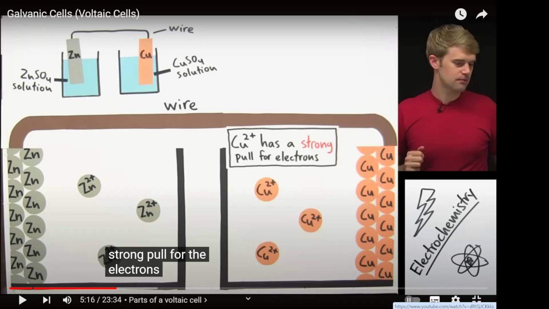If I have a good pull on electrons, I'm good at taking them away. Yes? What did I just do to her? She got oxidized because she lost electrons. So what kind of agent am I? I'm an oxidizing agent. Yes? Because I was good at taking electrons away, so I made other people lose electrons. So Cu2+ is a good oxidizing agent.